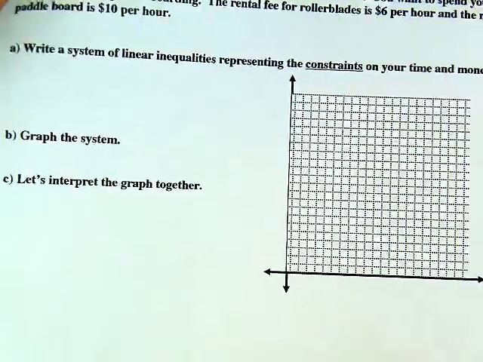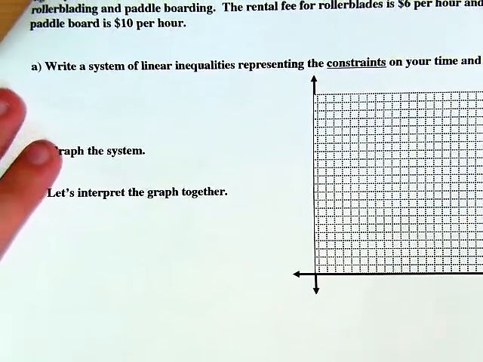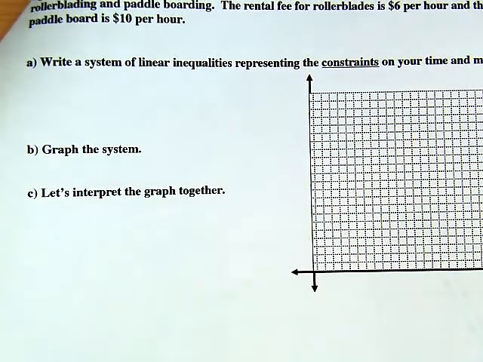Okay, one more word problem. It says you are going to a summer camp for 1 week. You have $90 to spend on extra activities, and you figure you will have 12 hours or less of free time for extra activities. You want to spend your time rollerblading and paddleboarding. The rental fee for rollerblades is $6 an hour, and the rental fee for paddleboarding is $10 an hour.